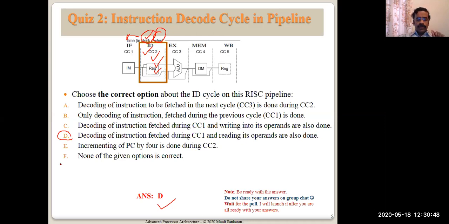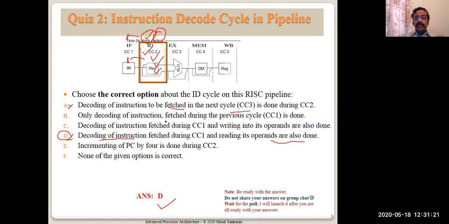So if you look at the options, option D only says decoding of instruction fetched during CC1, that is the previous cycle compared to this, and reading its operands are also done in parallel, in the same cycle. Now, why are the other options wrong? A is wrong because it says decoding of instruction to be fetched in the next cycle. It is not possible to decode an instruction which is yet to be fetched. It is future, so it is not possible.